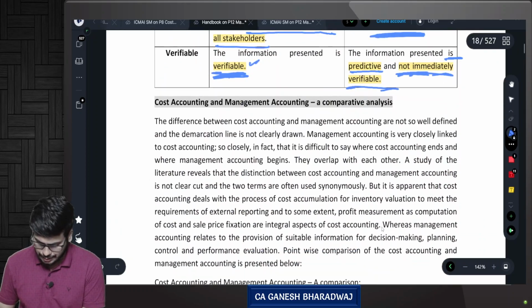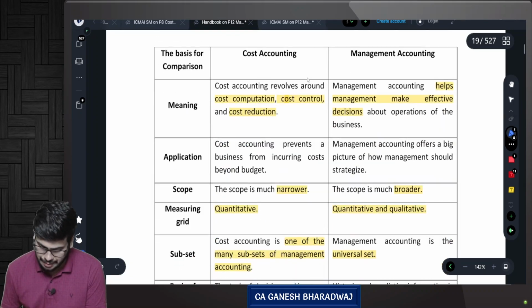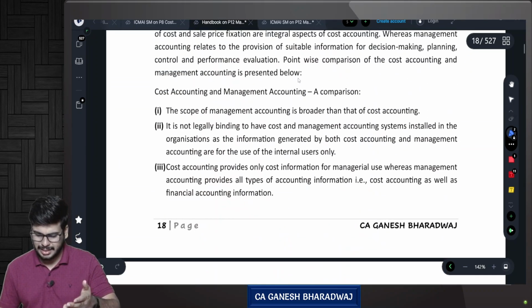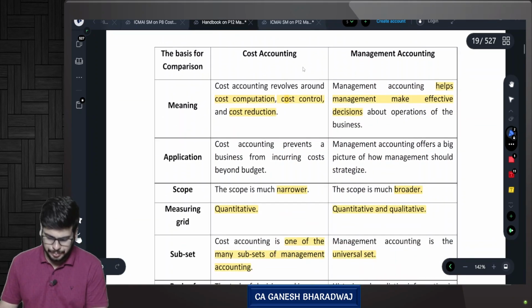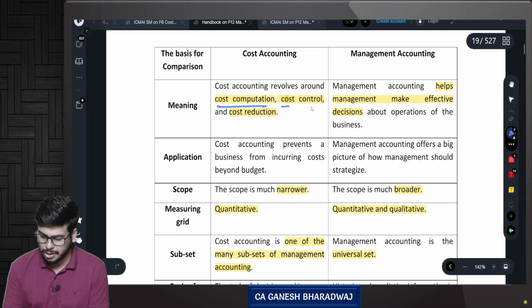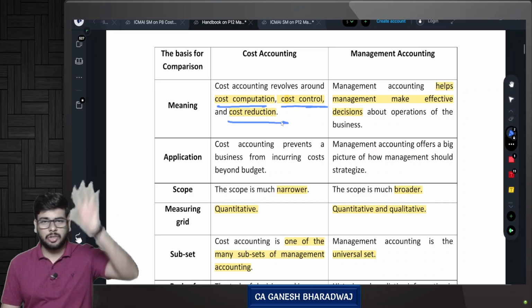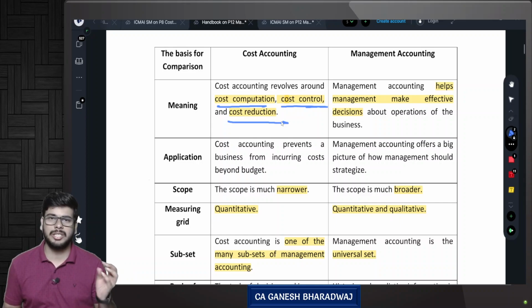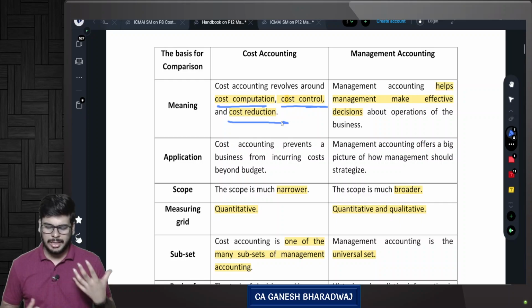Fine. Next. We are going to see the difference between cost accounting and management accounting. We will see it here. They have given all this explanation, it's not required. Directly, let's get into the tabular column. Meaning of cost accounting. Cost accounting revolves around cost computation, cost control, cost reduction. So there's something called a cost sheet that you prepare. In that cost sheet, you will find out the cost per unit, total cost, the selling price per unit, so total sales value. The difference between sales and cost is going to be the profit. So all these things you just find out.